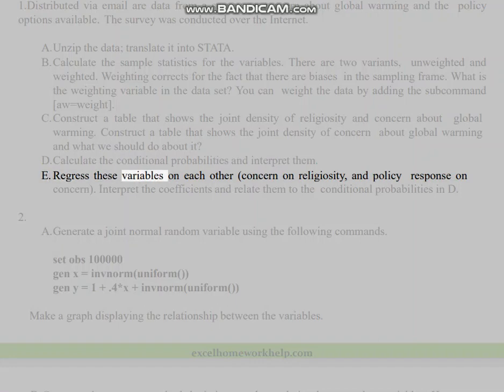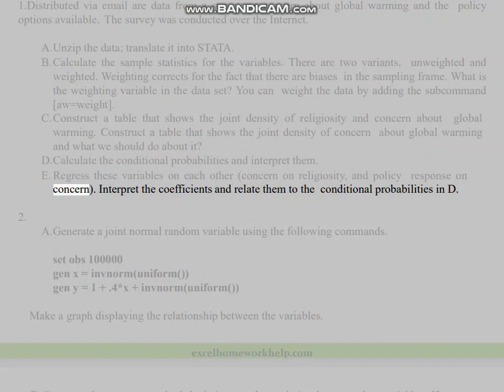E. Regress these variables on each other, concern on religiosity, and policy response on concern. Interpret the coefficients and relate them to the conditional probabilities in D.